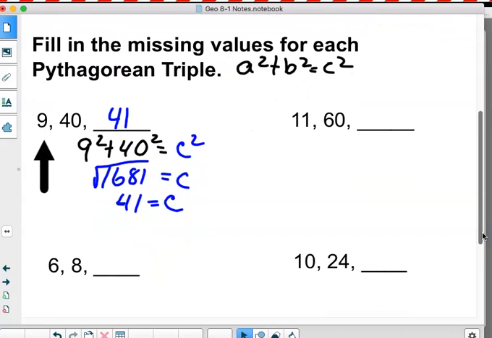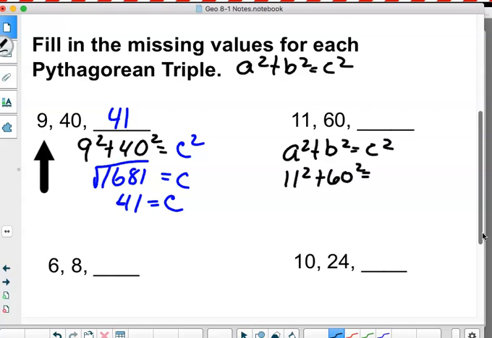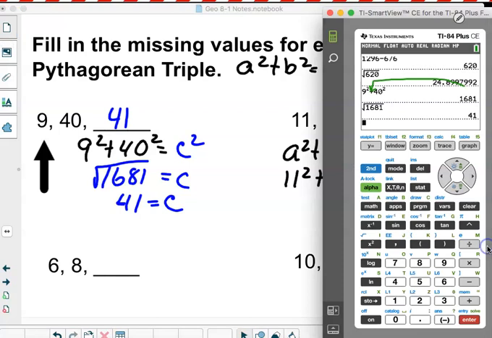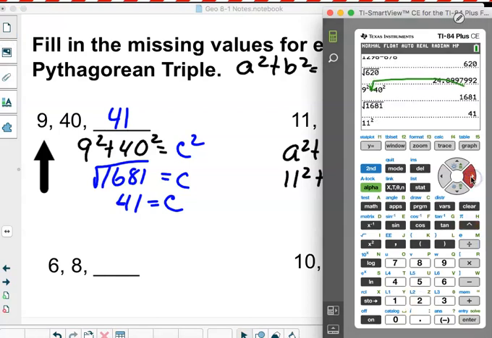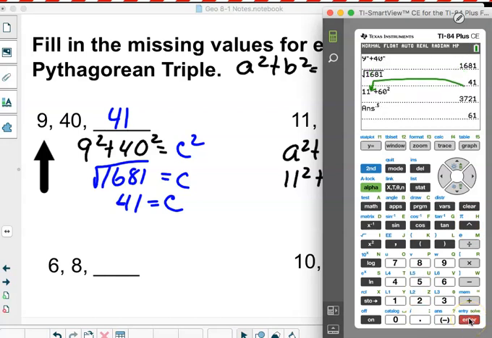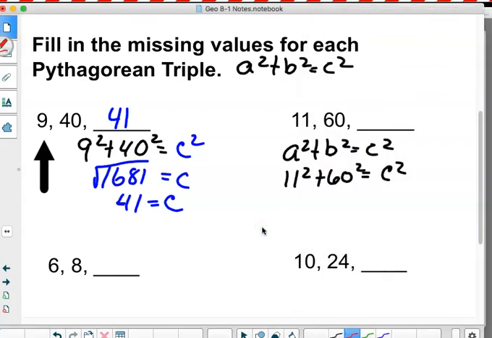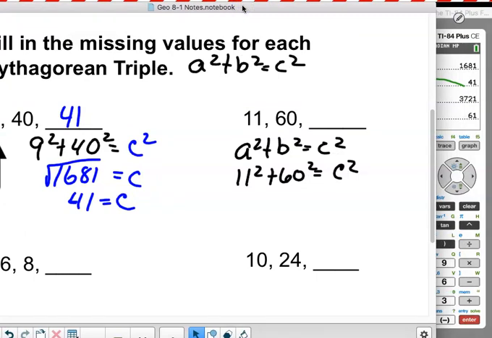Turn me off, then turn it back on to check your work. Now, a squared plus b squared equals c squared. 11 squared plus 60 squared equals c squared. So I got 11 squared plus 60 squared, which equals 3721. I'm going to find the square root of that, and that is 61.